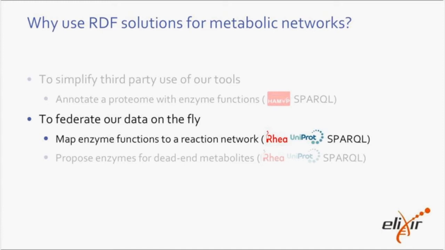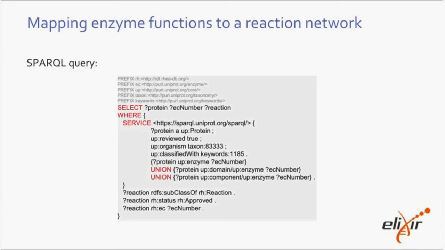Okay. So let's look first at how to map enzyme functions to reactions. This is a common requirement for many users. Okay. So this is a single SPARQL query, and it will allow you to do this. So I'd just like to highlight some of the more salient points. First, we're going to look for Rhea reactions and link them to UniProt proteins via their EC numbers.